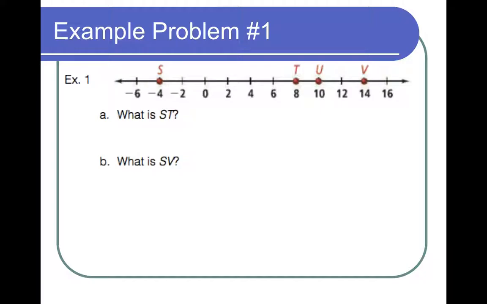Or you could look at from S to 0, which is 4, negative 4 to 0. And from 0 to T, that would be 8. 4 plus 8 is 12. Or finally, you can use the formula that I just showed you: take the value of S minus the value of T, and take the absolute value of that. That'd be negative 4 minus 8, negative 12. The value is 12.